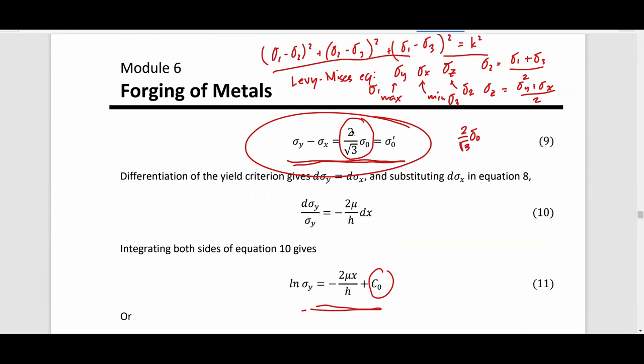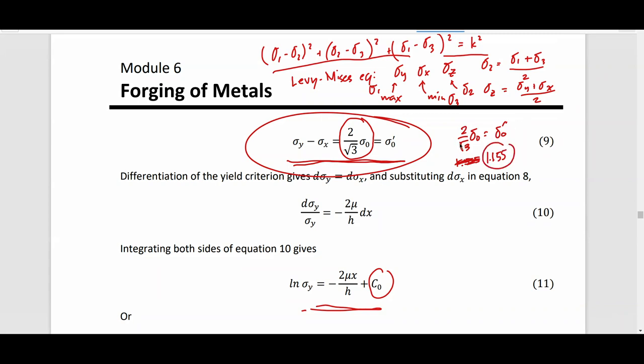So para hindi niyo na siya isulat all over again, minsan sinusulat na lang natin as sigma naught prime. Minsan din, instead of 2 over square root of 3, ang ginagamit ng mga students is 1.155, which, try to open and look at your calculators. Wait, double check ko na rin. So if it's 2 divided by square root of 3 gives us 1.155. So, sorry. Should be 1.155. And correct me if I'm wrong, guys. Baka kasi I'm working one-handed. Baka mali pala to na input ko sa calculator ko. Over square root of 3, 1.155. Okay. It's supposed to be 1.155.